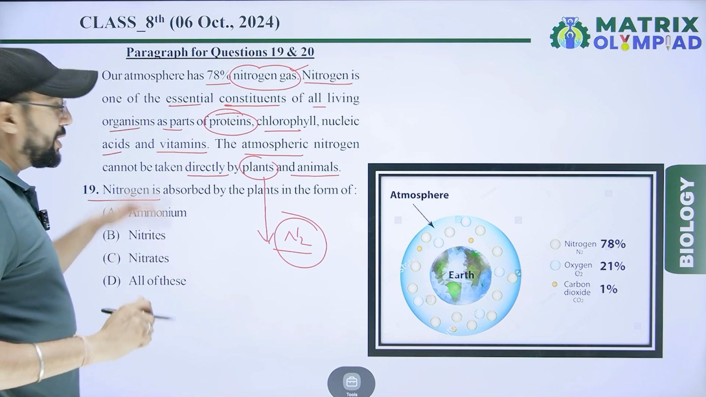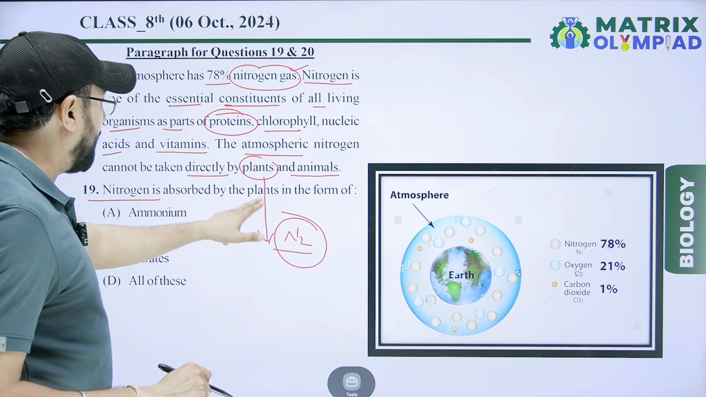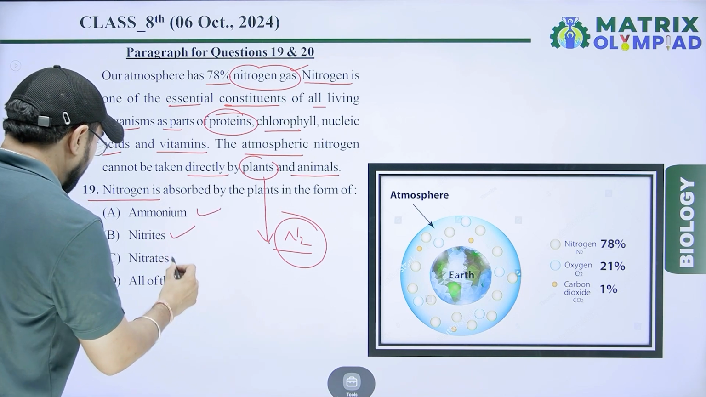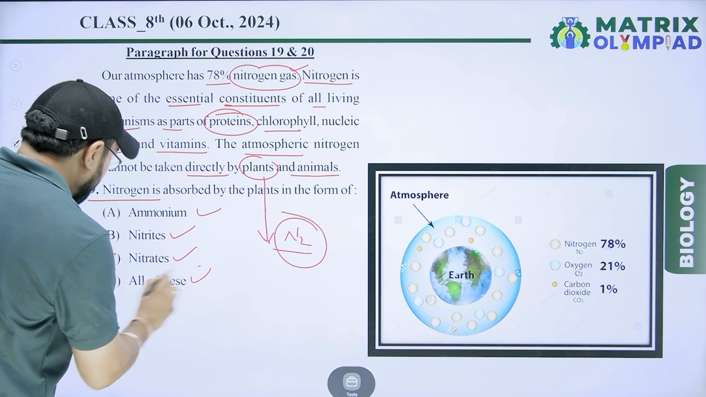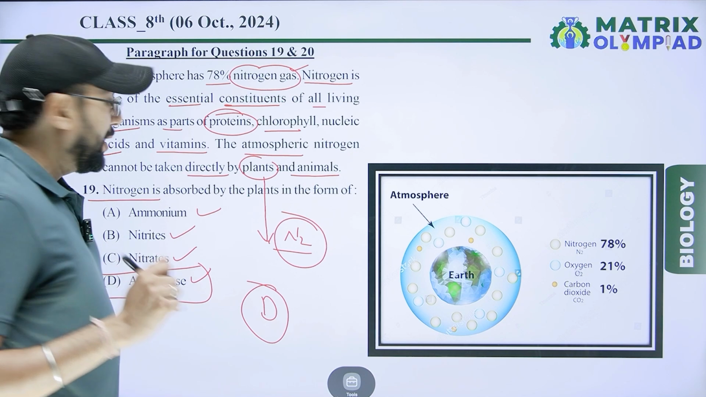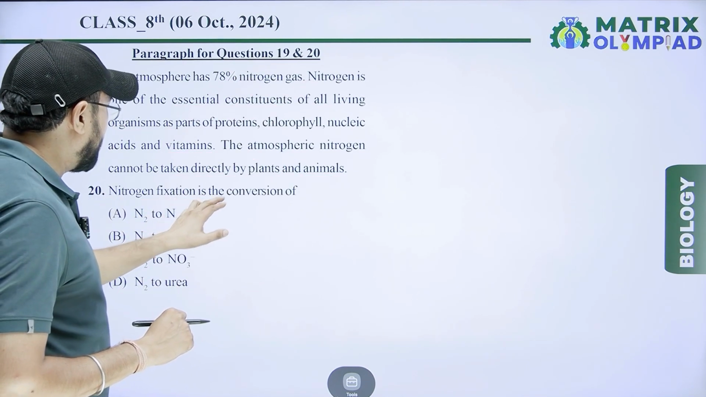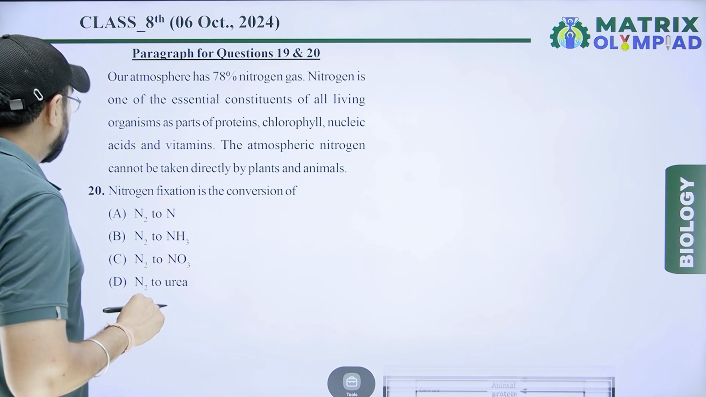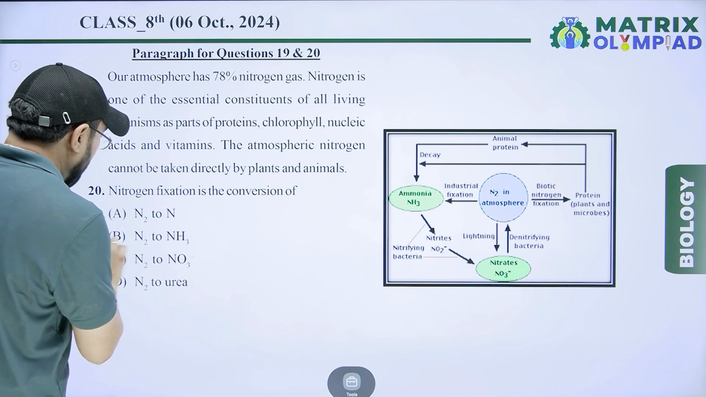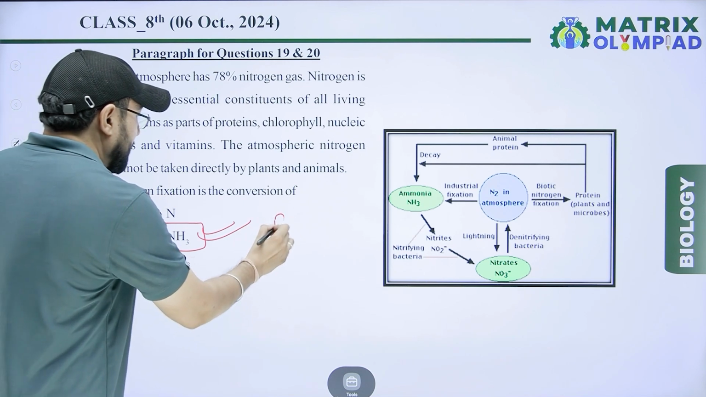According to this paragraph, question first: nitrogen is absorbed by the plants in the form of ammonium, nitrite, nitrate, all of these. Our right answer for this question is D, all of these. Next question is, nitrogen fixation is the conversion of nitrogen to ammonia. So right answer is B.